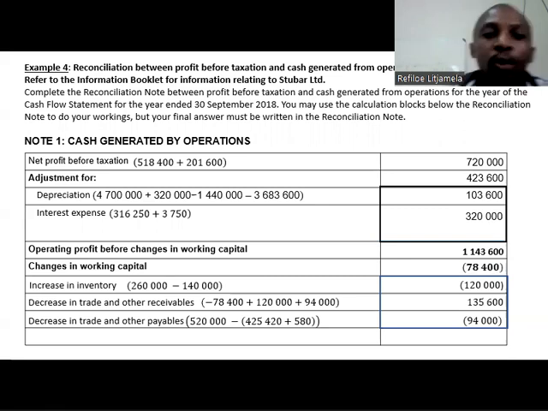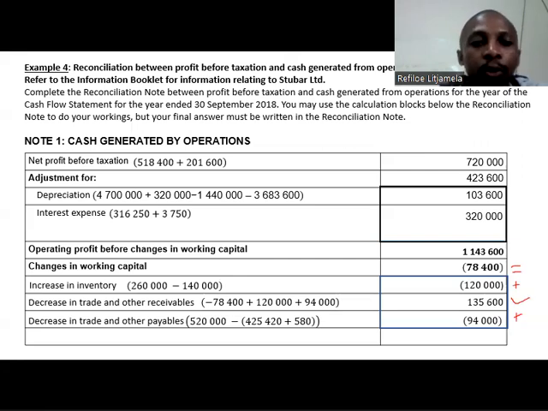Okay, so what does this mean? To work backwards, I was given this value here. So all I did was just to work it backwards by applying reverse operations. I added this 120 because it was subtracted. And then I added this 94,000 because it was subtracted. And then it gave me the balancing figure. And in this case, the balancing figure is 135,600.